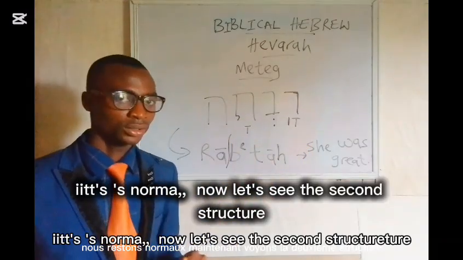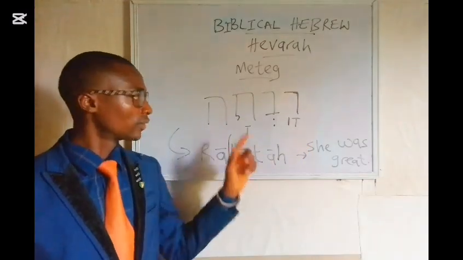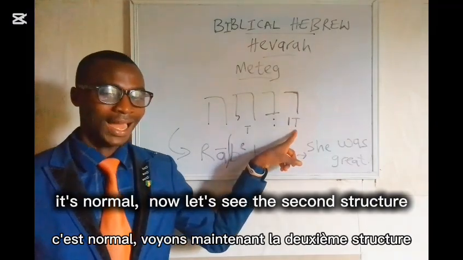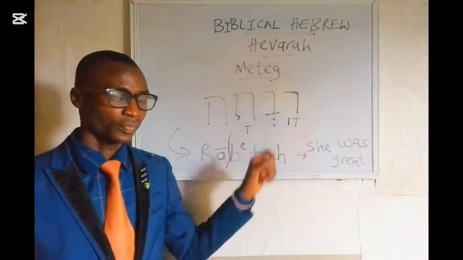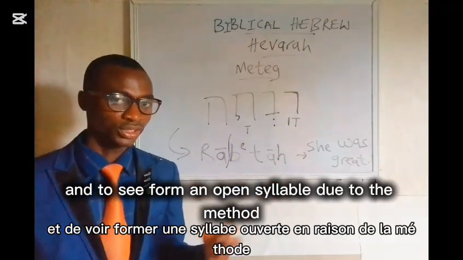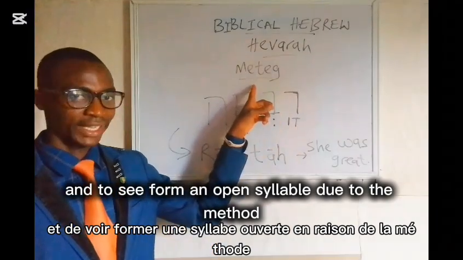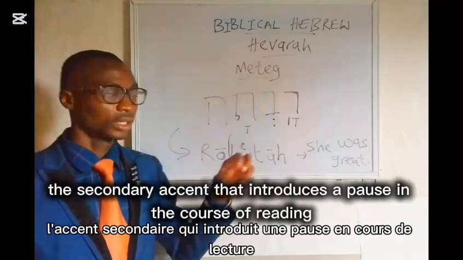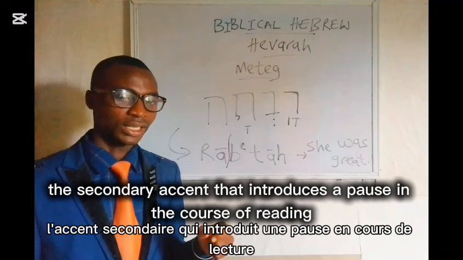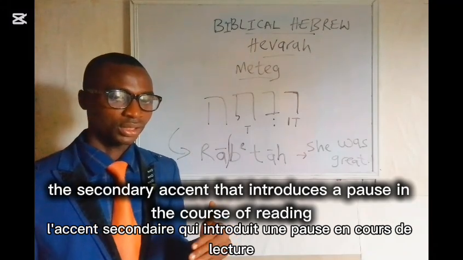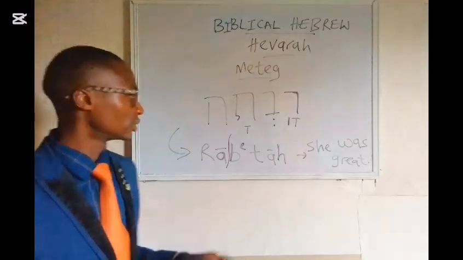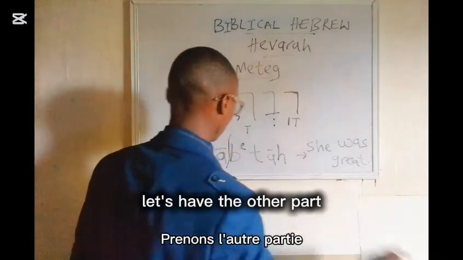Now, let's see the second structure. That will come with a short vowel, that's patah, and it is seen to form an open syllable due to the meteg, which is the secondary accent that introduces a pause in the course of reading. Let's have the other part.